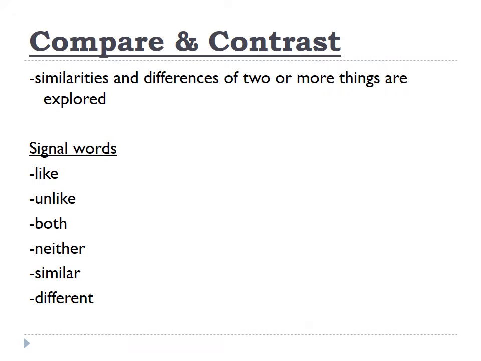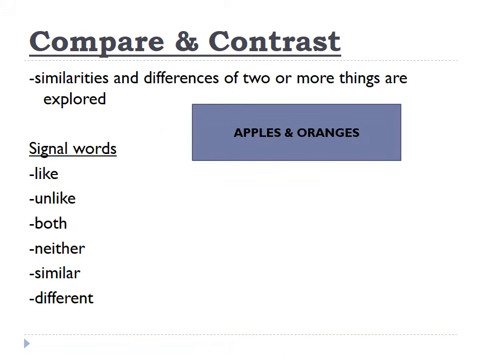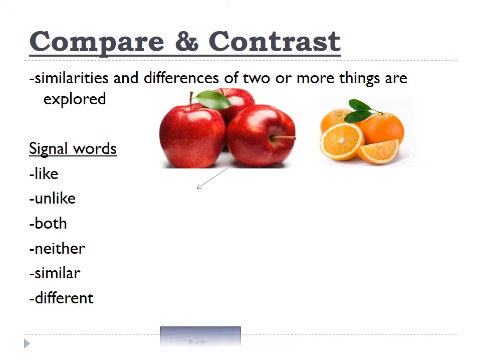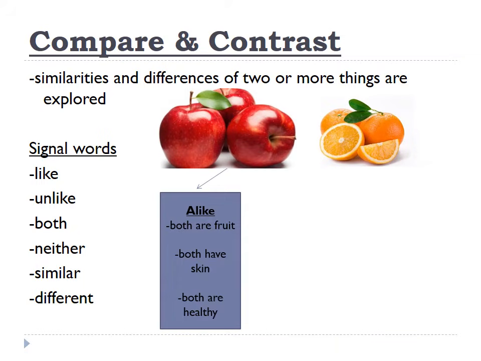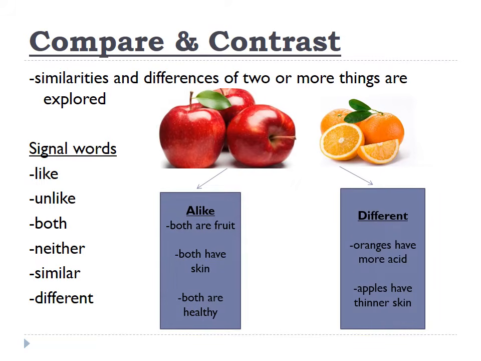The next type of text structure is compare and contrast. This explores the similarities and differences of 2 or more things. Signal words that may help decide what type of text structure it is include like, unlike, both, neither, similar, and different. For example, you have some apples and oranges. They are both alike because they are both fruit, they both have skin, and they both are healthy. They are different because oranges have more acid and apples have thinner skin.